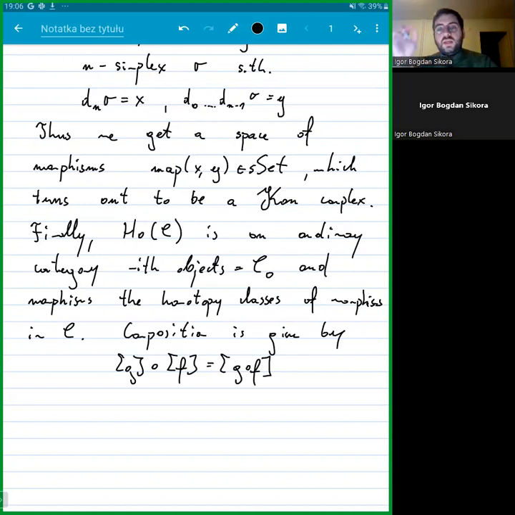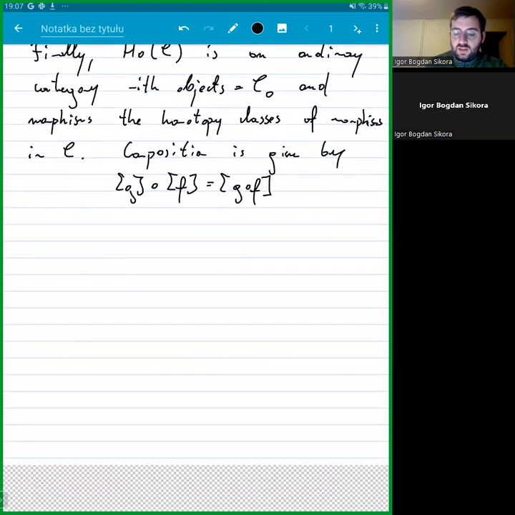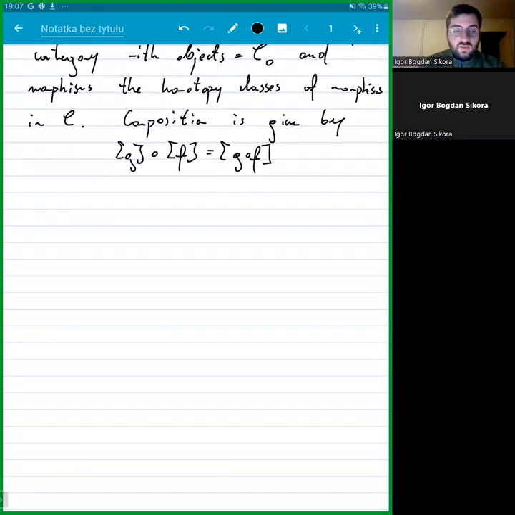Here I need to make one more remark. Homotopy defines an equivalence relation on the set of morphisms from object X to object Y. This is also what we discussed in the previous talk, and this is what we are doing here. Okay, so now let's go to the actual content of the current talk.